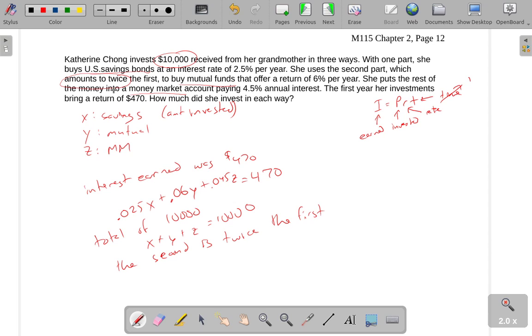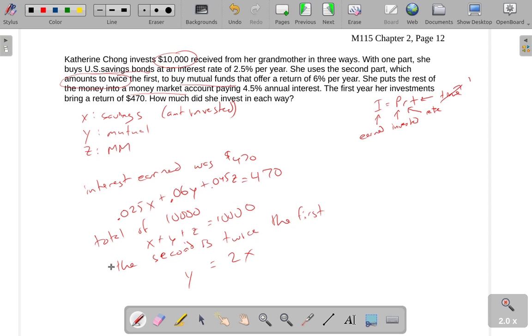Now, I said this amounts to twice the first. I just changed it to is twice the first. But hopefully that's a fairly straightforward thing to do. The reason I'm using the word is because that gives me my equal sign. The second part, this is supposed to read second. The second part, that was the amount of money invested in mutual funds. We're calling that y. And twice the first, this is going to be 2x.